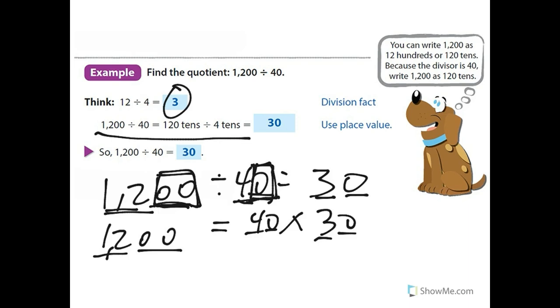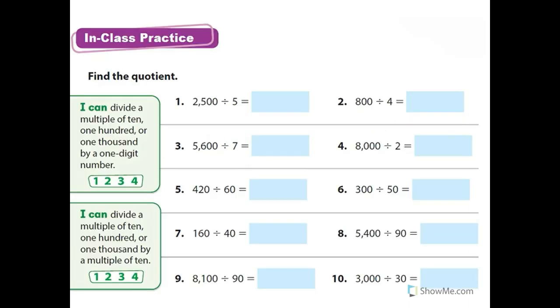All right, so let's do some in-class practice. I'm going to do 1 and 2 with you, and then I want you to do 3 and 4. All right, so 25 divided by 5 is 5. 2 zeros minus no zeros is 2 zeros. 8 divided by 4, we've got 2, and 2 zeros minus 0 zeros is 2 zeros. All right? You solve 3 and 4, and then we'll go over it.